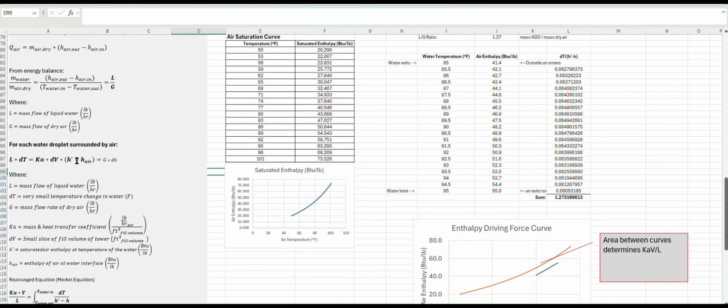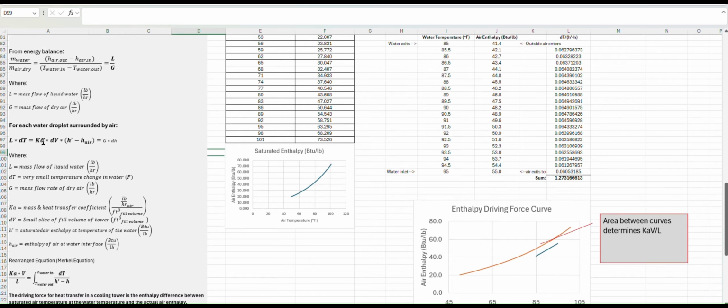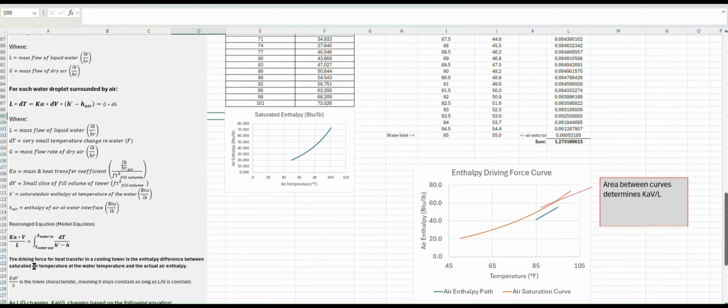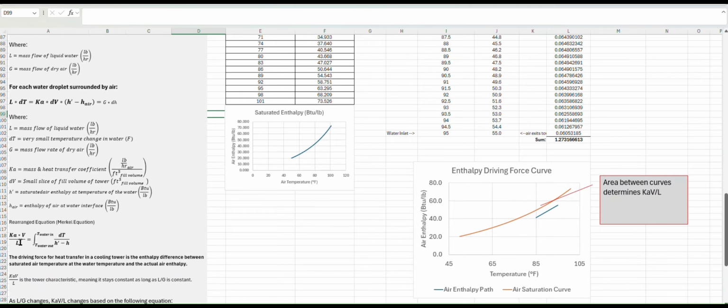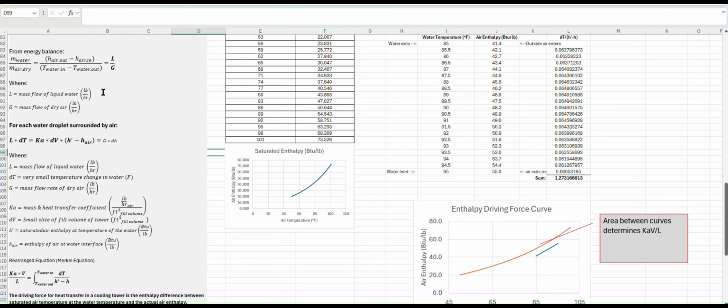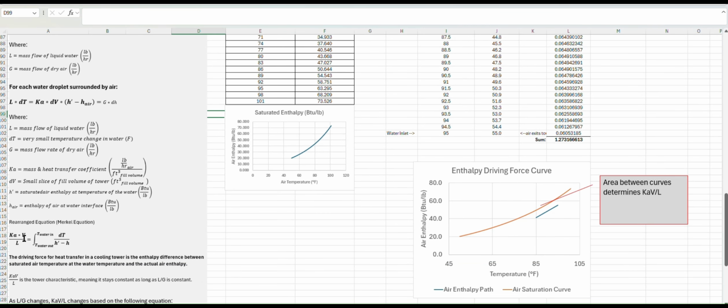So this is our Merkel equation, and when we rearrange it, so that rather than looking at a small slice of a cooling tower and a single water droplet, you can integrate over the entire tower, and doing some algebra, what you end up getting is this. This equation here is KaV over L, where Ka is a mass transfer coefficient, V is the volume of the cooling tower, and L is our liquid mass flow rate that we talked about earlier. And this is called the characteristic of the cooling tower. This is a relatively constant number, and we'll talk about this KaV over L number later.